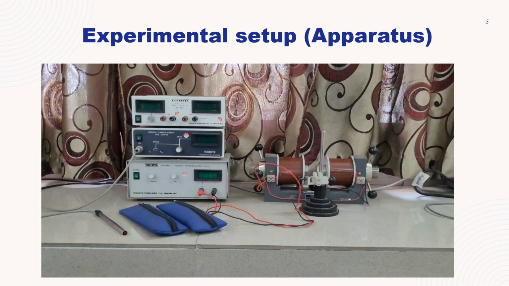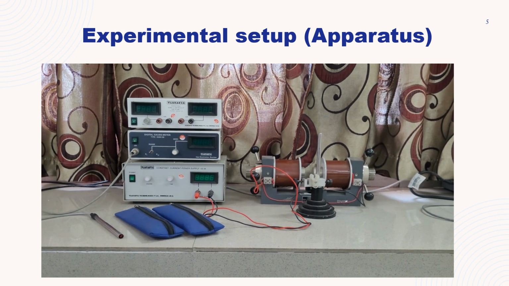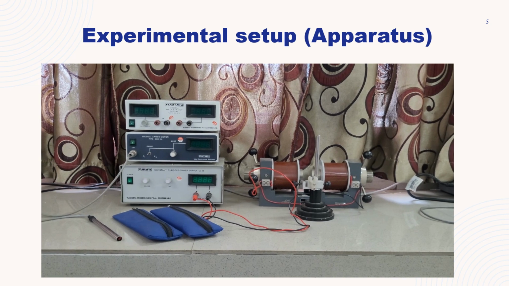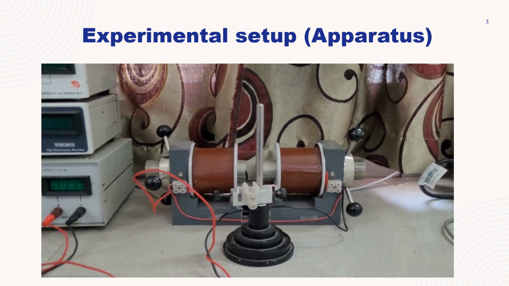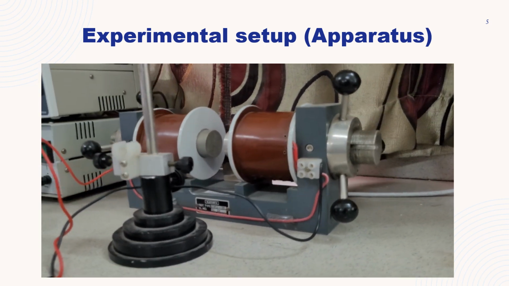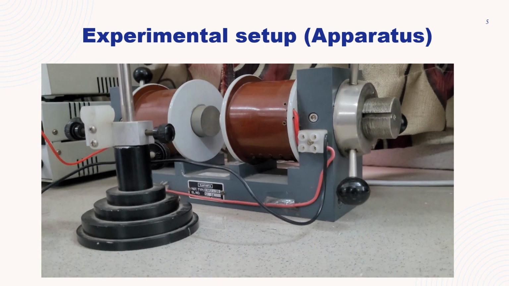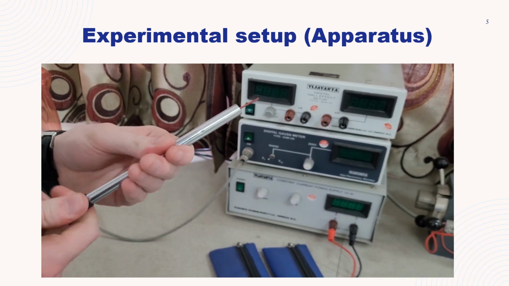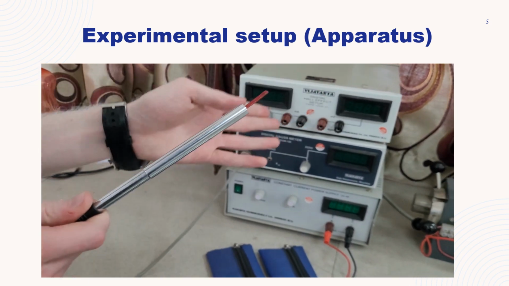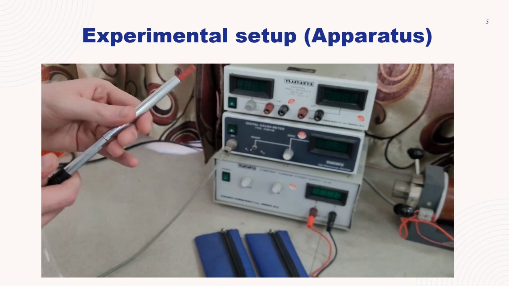So now I'm going to be demonstrating the apparatus involved in this experiment. So this is the whole setup for the experiment, the study of Hall effect. It contains various components. It has a Helmholtz coil. This Gauss probe we have to put in between the Helmholtz coil to measure the magnetic field by the Gauss meter.